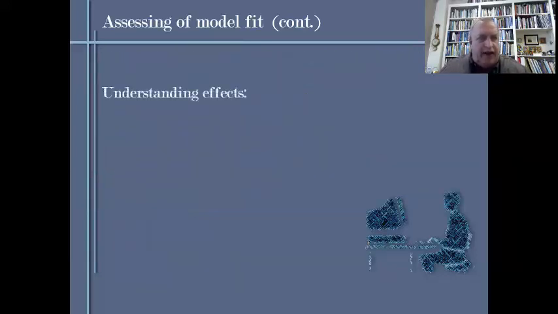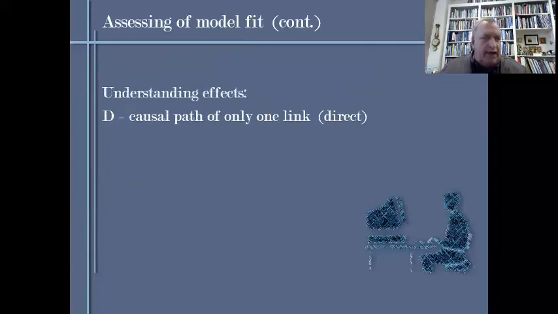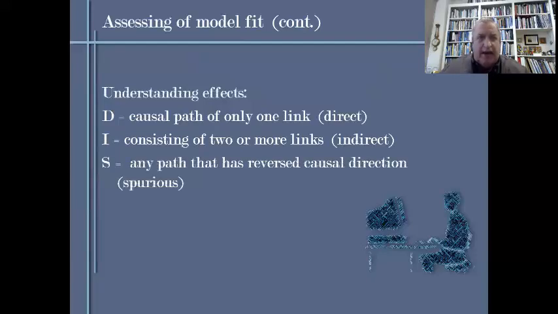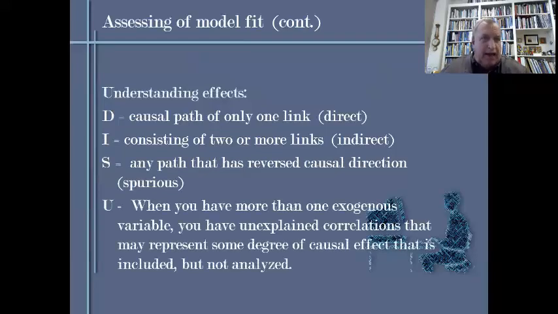Now, understanding the effects, D: if you see a point where it has D, then this is a causal path with only one link. It's a direct effect. I consists of 2 or more links, where we have indirect effects. S is any path that has reverse causal direction; that's spurious. And U is when you have more than one exogenous variable. You have unexplained correlations that may represent some degree of causal effect that is included but not analyzed. And remember, no model can capture everything that is occurring.